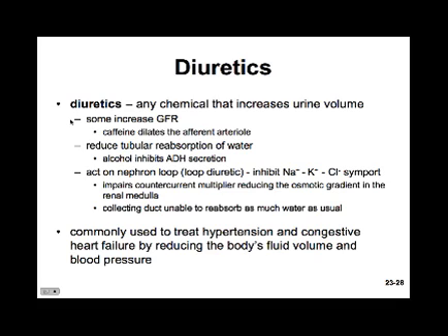Other, mostly drugs, act on the nephron loop. They're called loop diuretics, and they actually inhibit the sodium, potassium, and chloride symporter. And so that changes the countercurrent multiplier mechanism, and it reduces the osmotic gradient in the renal medulla. So the collecting ducts are unable to reabsorb as much water. Commonly, some of these nephron loop diuretics are used to treat hypertension and congestive heart failure because they reduce the body's blood volume and thus the blood pressure, and they relieve some of the symptoms.